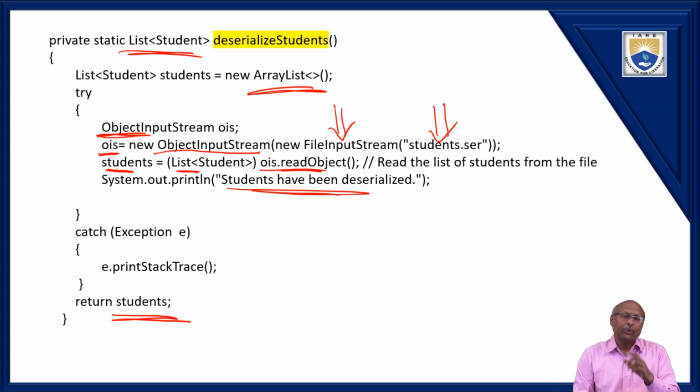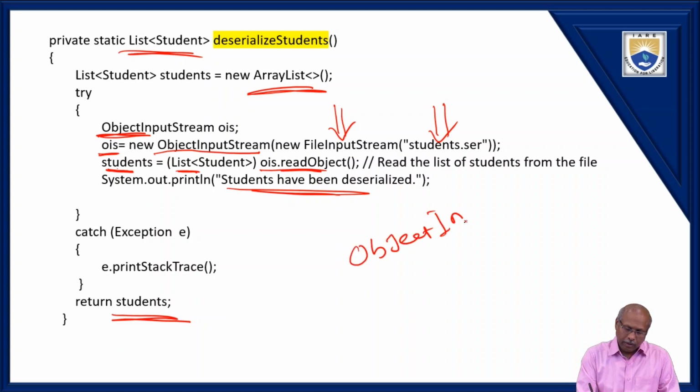So this is the way you can do serialization as well as deserialization. Remember, serialization and deserialization are the two important processes for storing an object as well as for retrieving an object. For this, the two important classes are ObjectInputStream and ObjectOutputStream. ObjectInputStream is for reading objects.